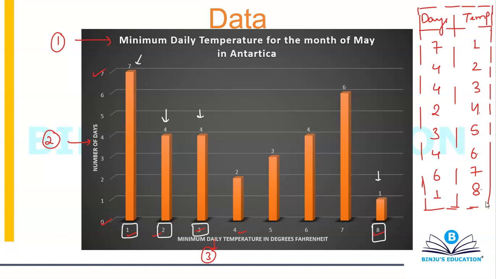Now, let's analyze a bit further. Let me ask you this the other way around. If this is the kind of data you have, and if I were to ask you to frame questions on this given data, what all questions will you be able to form? Let's think about it. Can you form a question like what was the minimum temperature on 7th of May? I don't think we can do that because we do not have that information. Can I ask you what was the average daily temperature in the month of May in Antarctica?